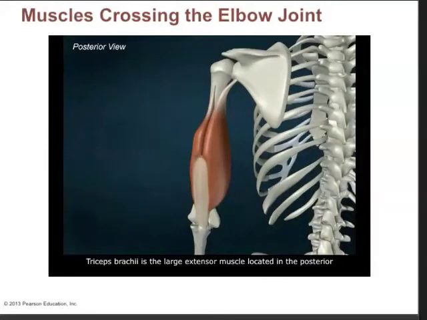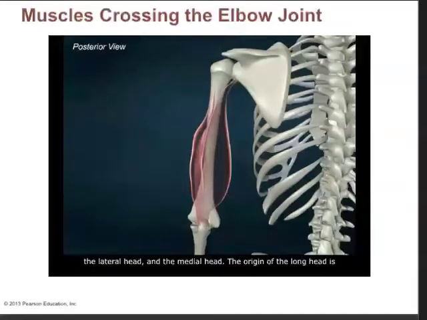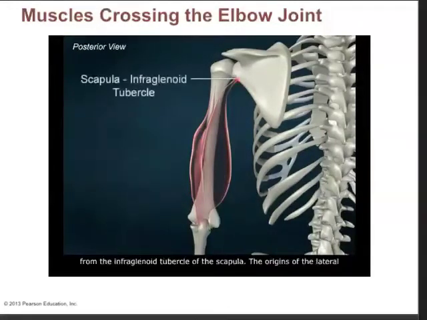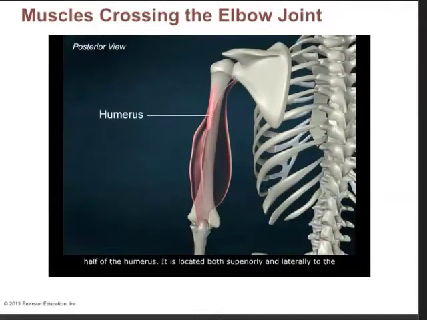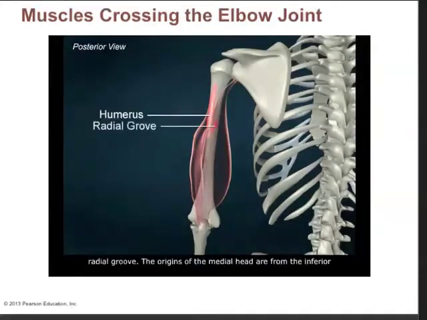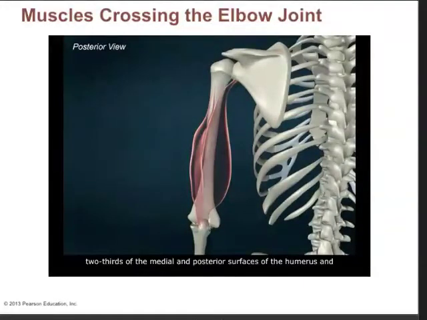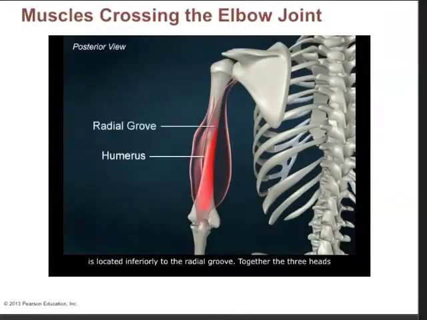Triceps brachii is the large extensor muscle located in the posterior compartment of the arm. It has three heads of origin: the long head, the lateral head, and the medial head. The origin of the long head is from the infraglenoid tubercle of the scapula. The origins of the lateral head are from the posterior and lateral surfaces of the superior one-half of the humerus. It is located both superiorly and laterally to the radial groove. The origins of the medial head are from the inferior two-thirds of the medial and posterior surfaces of the humerus and is located inferiorly to the radial groove.